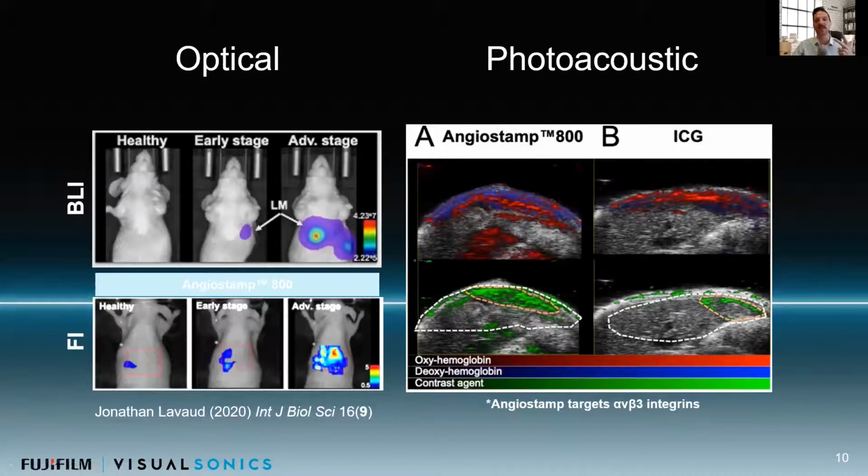So you really get three things at once. You get your oxygen saturation, your anatomy, and your signal here from your fluorescent or photoacoustic agent. And then if you wanted to, all of the other parameters like blood flow, perfusion, that kind of thing.